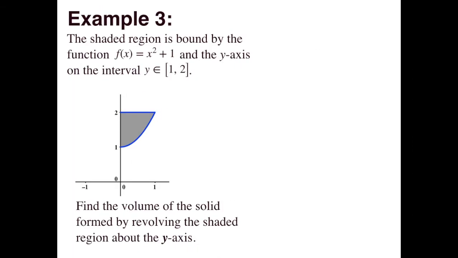So example 3: the shaded region is bound by the function f of x equals x squared plus 1 and the y-axis on the interval from 1 to 2. Notice the interval is y from 1 to 2. At the bottom it says find the volume of the solid formed by revolving the shaded region about the y-axis. When we do this, we need a Riemann rectangle drawn perpendicular to the axis you're revolving about. We see that our rectangles are horizontal, and this means we need to set up this integral as a function of y.